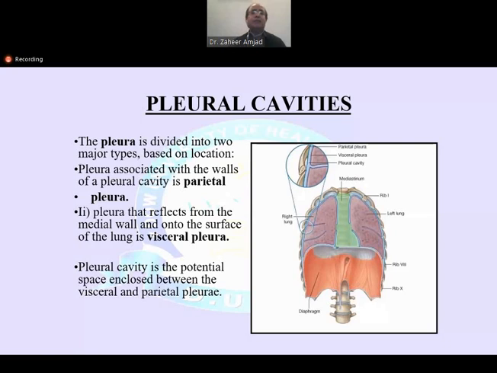It is called a potential space. Why is it called a potential space? Because if there is collapse of the lungs, for example, then what will happen? The negative pressure which develops in the pleural cavity will suck in fluid, and the fluid will accumulate in the pleural cavity, which is called pleural effusion, right? So in that case, it would become a real cavity. Otherwise, it is not a real cavity. It is a potential cavity which can be filled with fluid under certain circumstances.